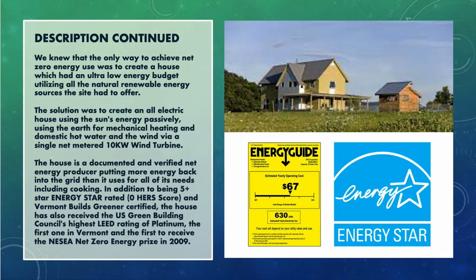The house is a documented and verified net energy producer, actually putting more energy back into the grid than it uses for all of its needs, including cooking. In addition to being a 5-star Energy Star rating, and Vermont Builds Greener certified house.